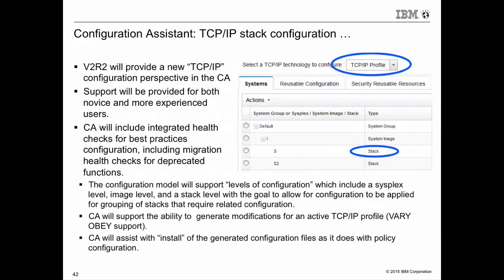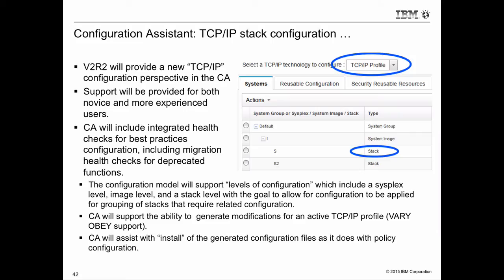So in 2.2, we are extending the Configuration Assistant to have a new perspective, which is the ability to configure the TCP/IP profile itself. We're going to provide it in a way that takes you through a wizard-based approach and guides you through it, or you can just go to the panels you want to configure the pieces that you know you need to. There'll be integrated health checks so that you're not configuring something in part of the CA that is incompatible with something in another part of the CA. So it allows you to kind of check your work as you go.